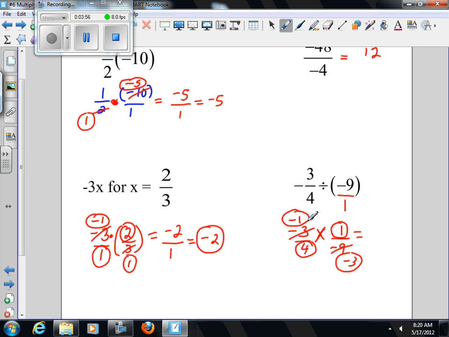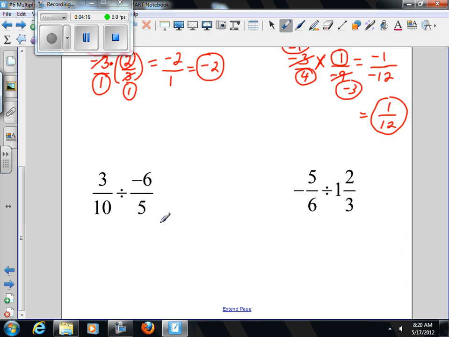So now we'll multiply across. Negative 1 times 1 is negative 1. 4 times negative 3 is negative 12. We can't really reduce it, but we can change the sign because a negative divided by a negative equals a positive. So this is the same as having positive 1/12.